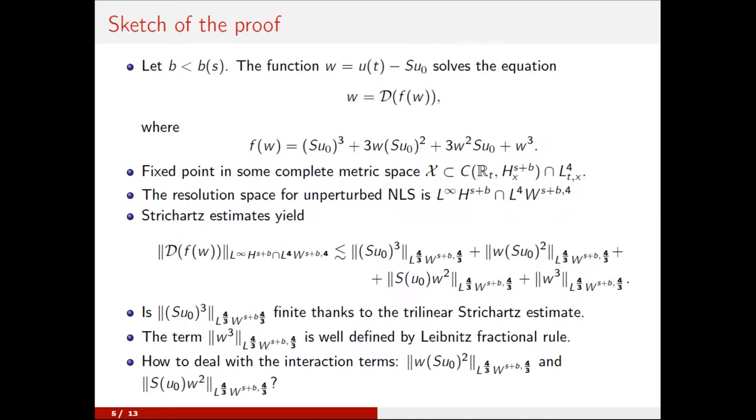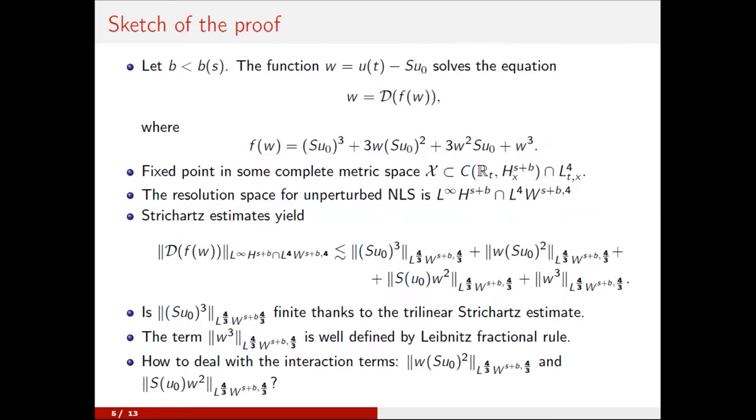Why? Because I have three linear solutions, one multiplied by the other, so I can use the Schrödinger estimate. The first one is okay. The last one, there is no problem because this is your unknown. The third term, there is no problem because you put it in some space, you use Leibniz and the chain rule, and it's okay. This one, I can control in this space. There is no problem.